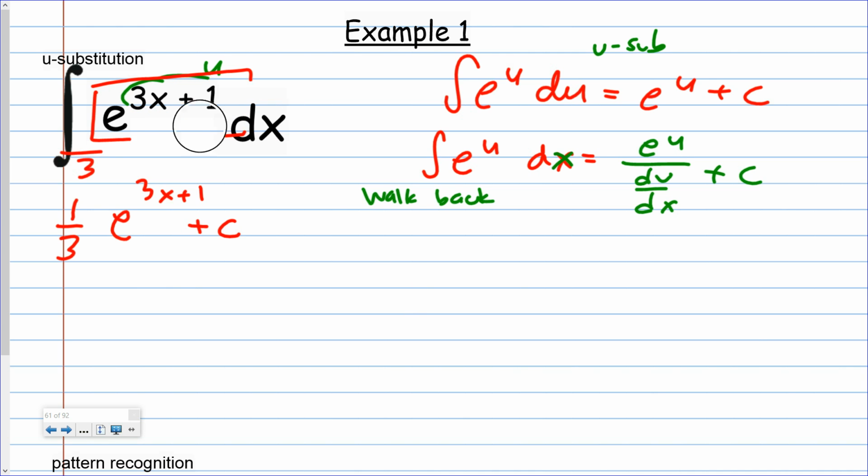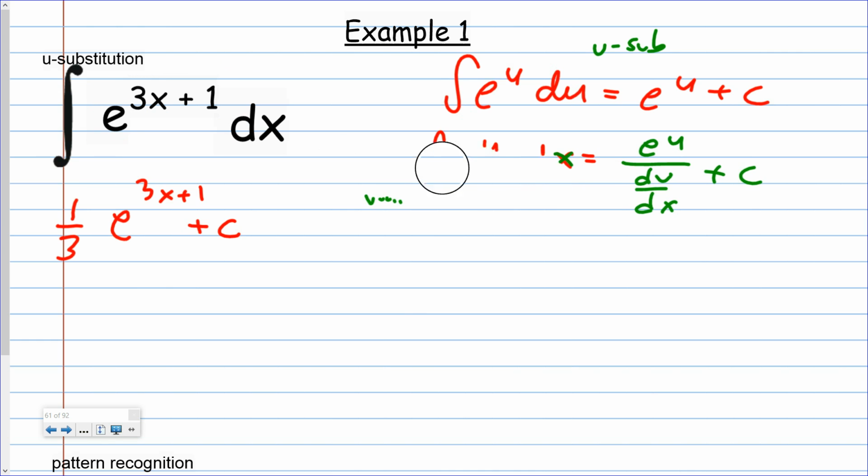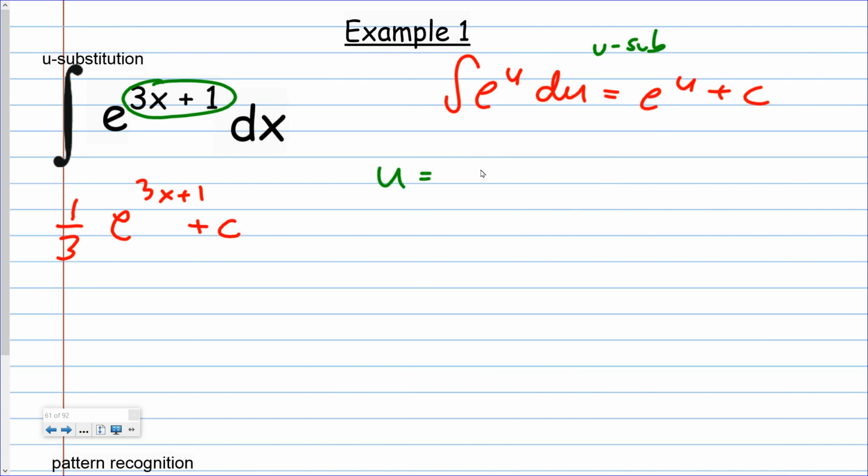Okay? Now some of you guys are like, whoa, wait, how did we do that? Let's just do it with u substitution. It also works. U substitution always works before Christmas. Okay? So if you think that this is an e to the u problem, your u is going to be 3x plus 1. The derivative of that is 3. If you solve for dx, what you get is du over 3.